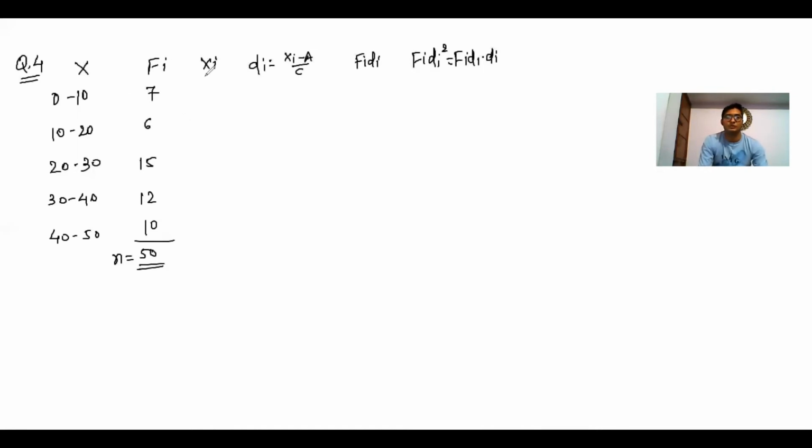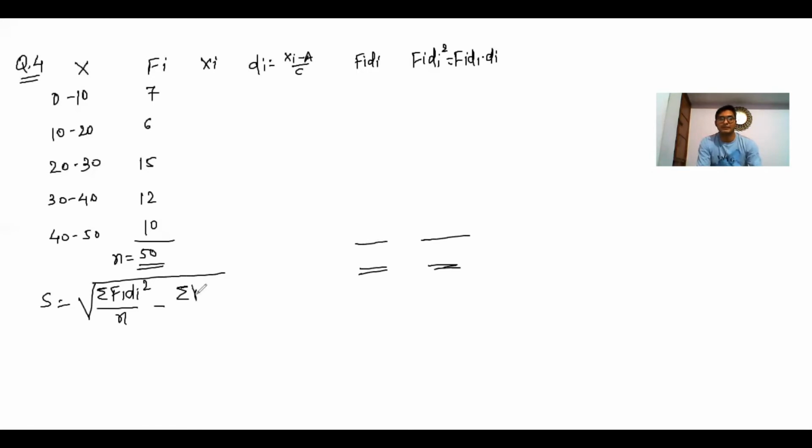Okay, so now the total of fi di and fi di square. The formula is S equals under root sigma fi di square divided by n minus sigma fi di divided by n, whole square, multiplied by c. Now the value of xi.